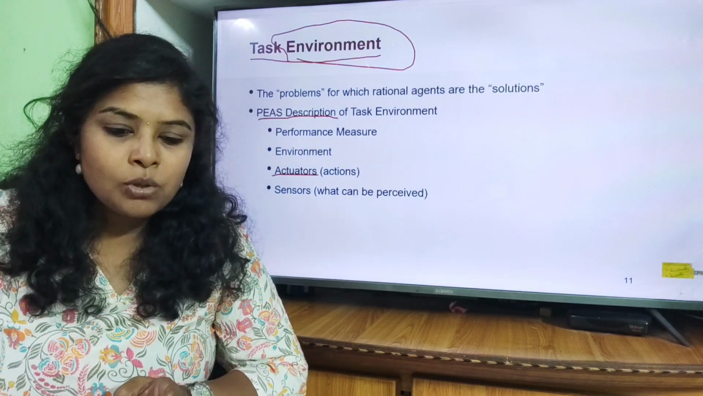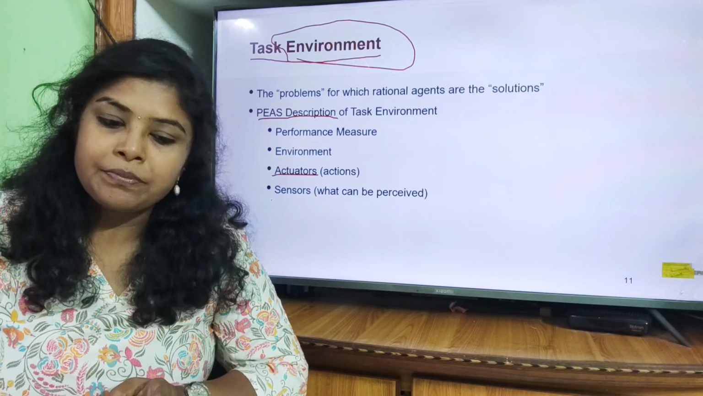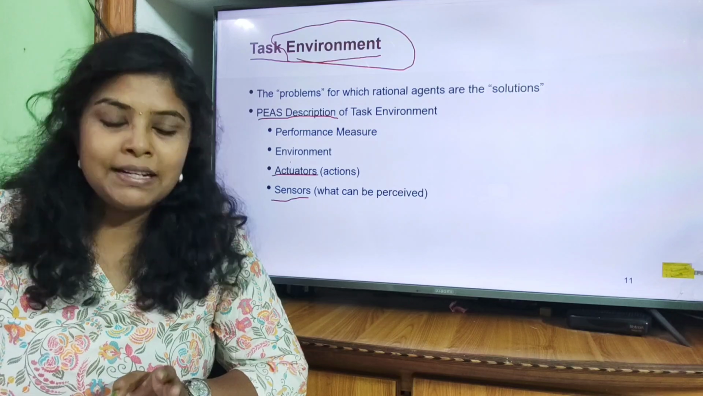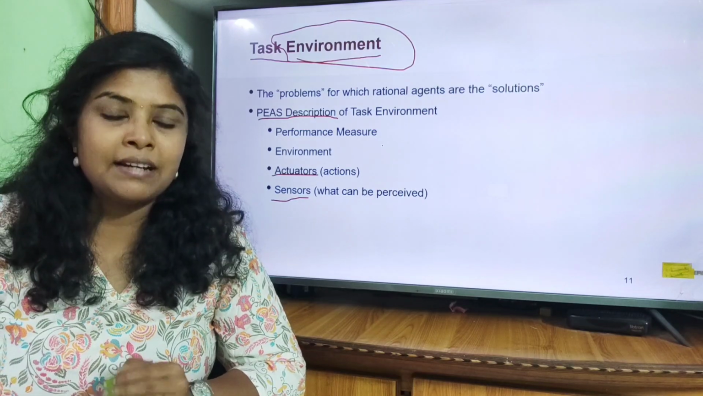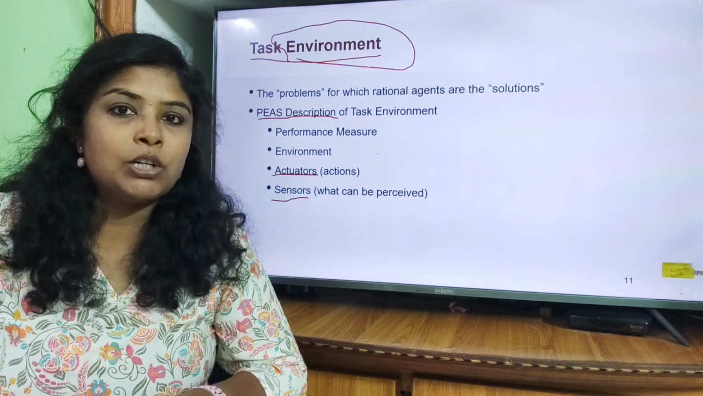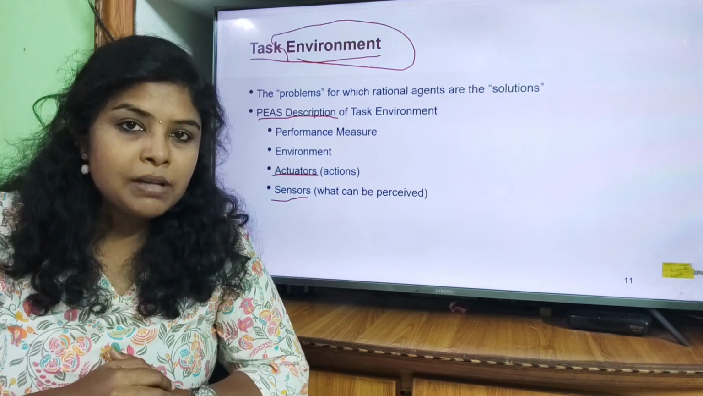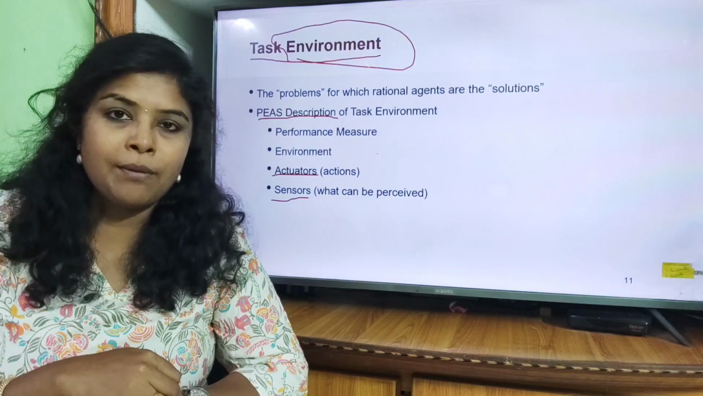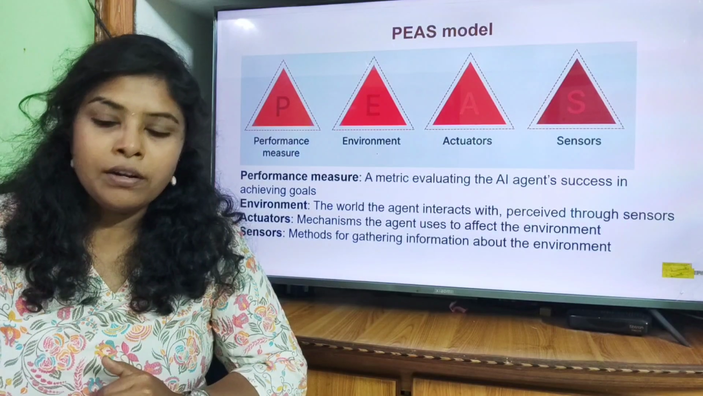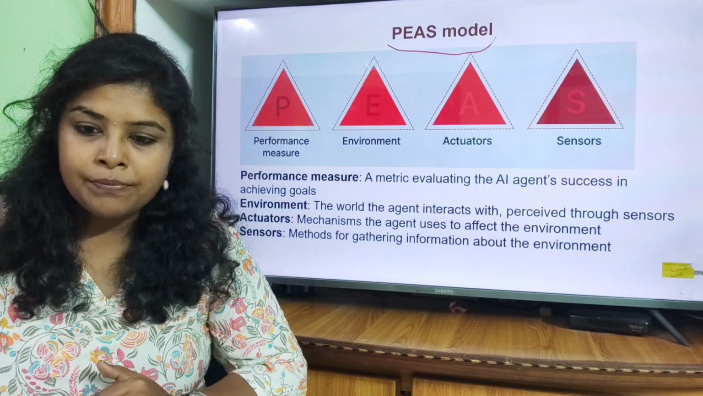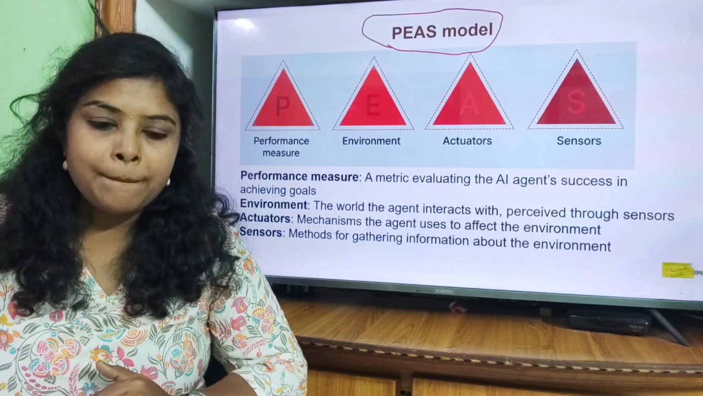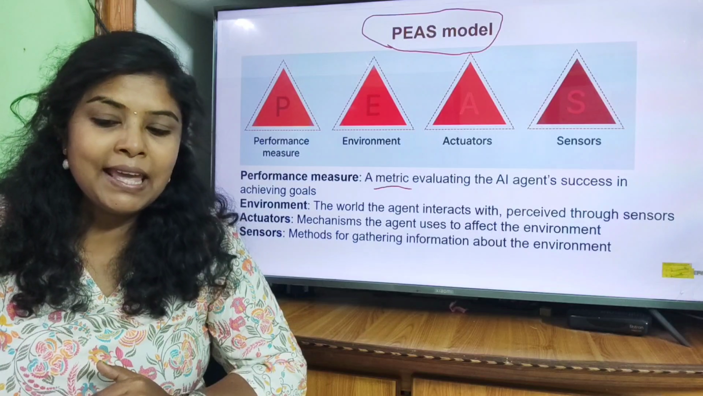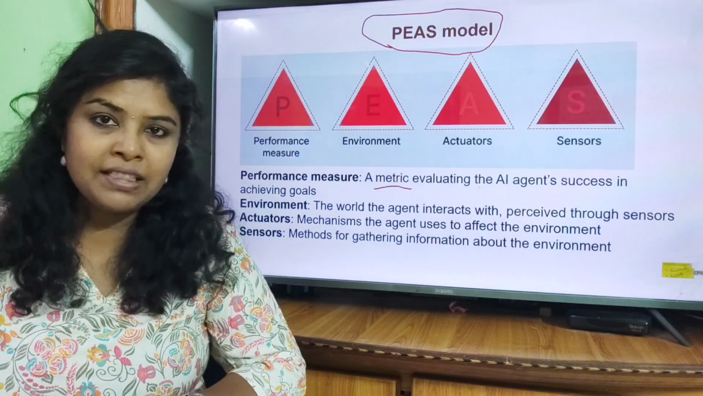So here actuators and sensors are A and S, and the environment is E, and then performance measure, that is how well the agent is able to perform. We need to have a suitable measure to measure the success rate of the agent's performance. So moving on to this PEAS model, performance measure is a metric for evaluating the agent's success in achieving the goals.